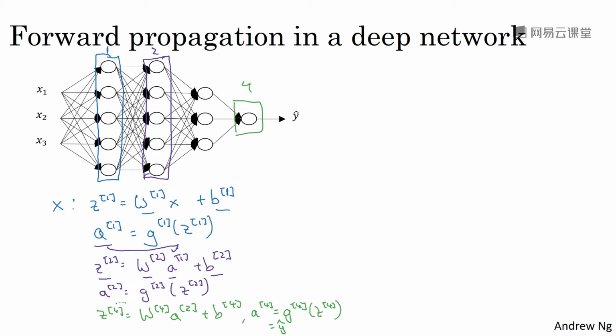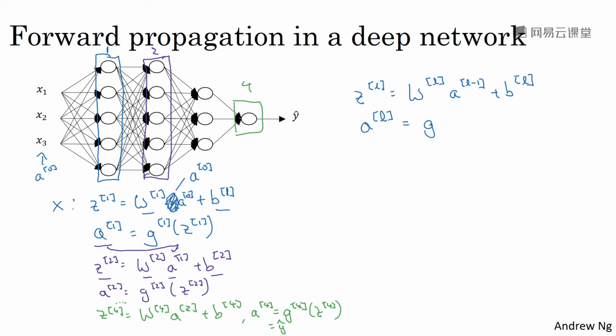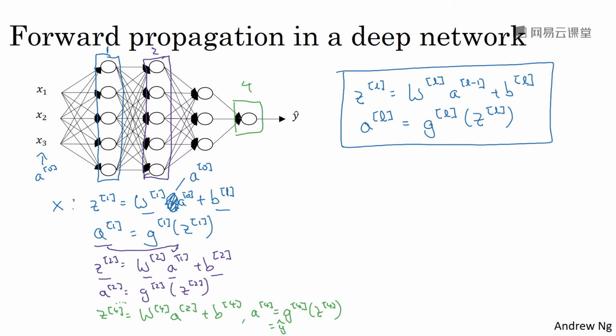So just one thing to notice, X here is also equal to A0, because the input feature vector X is also the activations of layer 0. So if we cross out X and put A0 here, then all of these equations basically look the same, right? The general rule is that ZL is equal to WL times A of L minus 1 plus BL, and then the activations for that layer is the activation function applied to the values Z. So that's the general forward propagation equation.